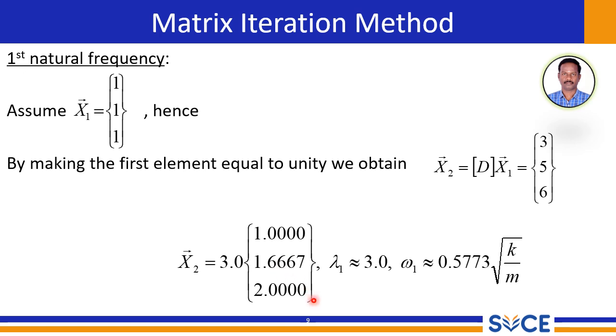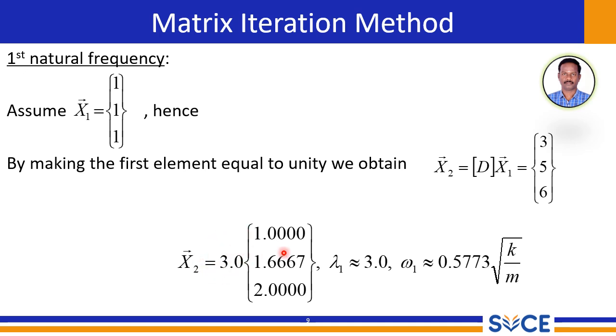So the next part of the iteration involves normalizing this resulting vector. The normalization is done by making the first element equal to 1. To do this, we divide each element by 3, that is, taking 3 commonly outside and dividing everywhere by 3. The normalized vector is approximately equal to 1, 1.667 and 2. Finally, the approximate value of lambda 1, which is the eigenvalue associated with this iteration, is approximately 3.